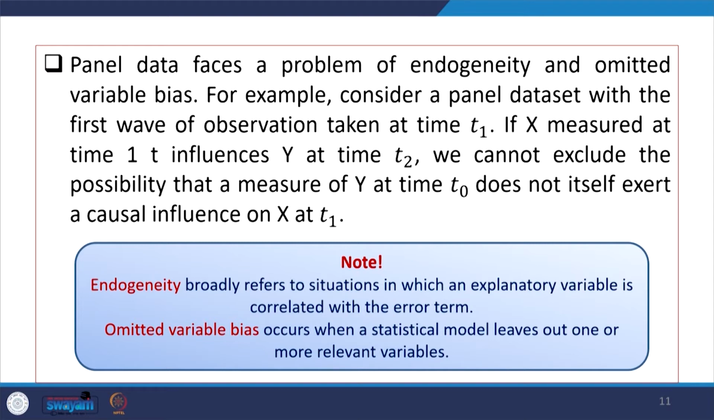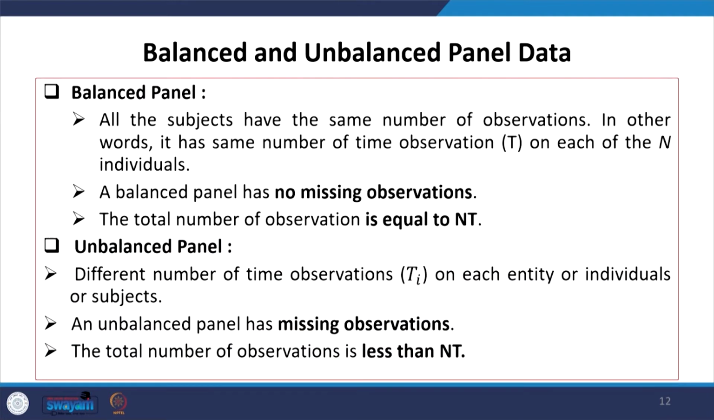Another problem is that when we have to make a panel data, we are supposed to leave out certain important variables and observations, so there is a huge possibility of omitting certain important variables. That is in short called omitted variable bias. So, there are some techniques to control these biases.